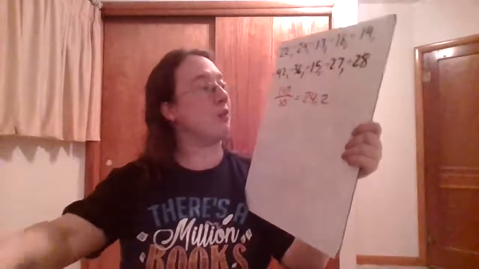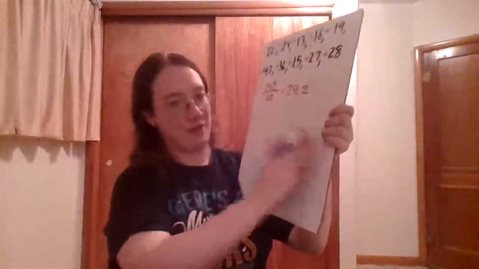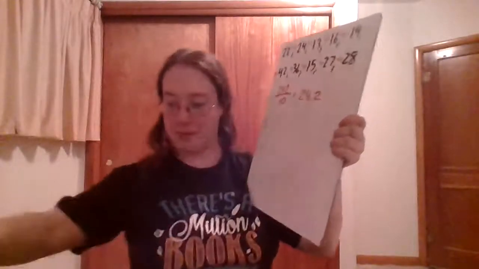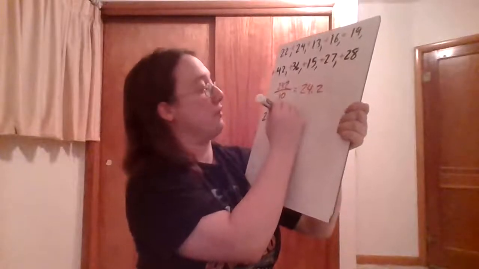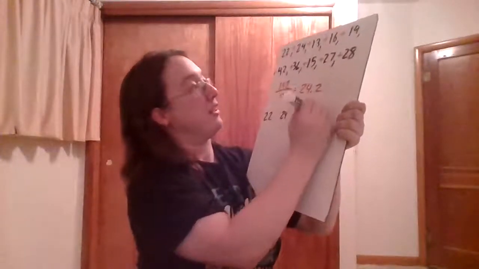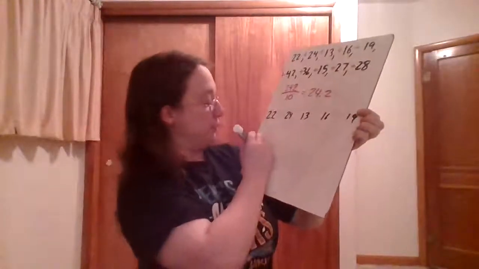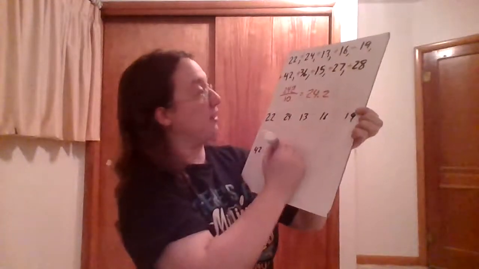Okay, now we're going to take each of our things and we're going to subtract 24.2. This is more than I'm going to be able to fit on one line. Okay, so we got 22, 24, 13, 16, 19. I'm going to leave a little space because I'm going to need it. 42, 36, 15, 27, 28. And then we're subtracting 24.2 from all of those.